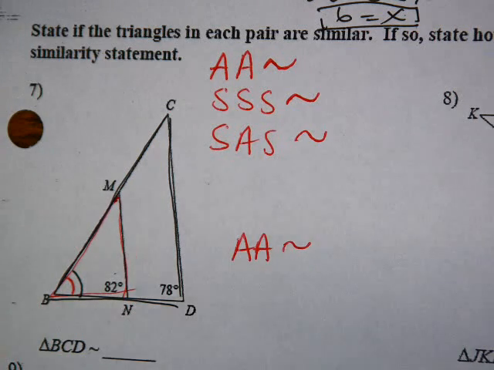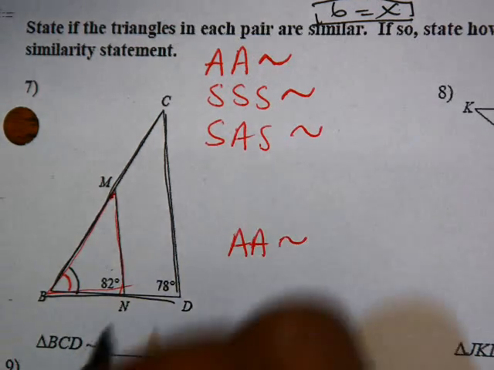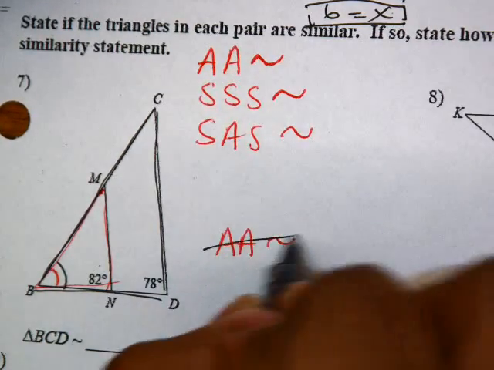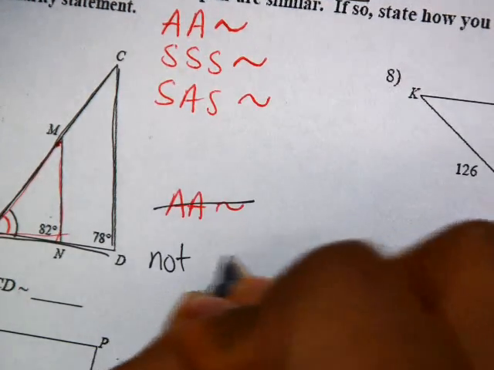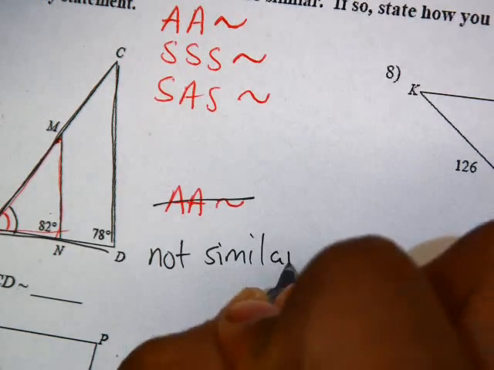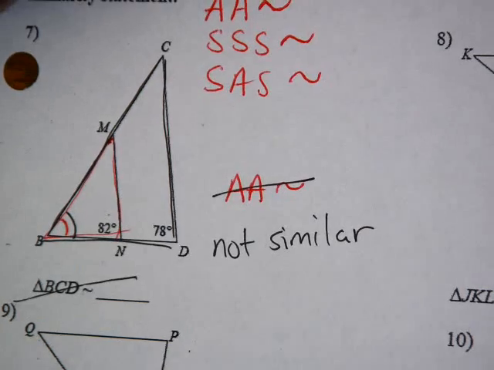Okay. If these triangles are similar, those 2 angles should have been equal to each other. So since those are not equal, it's not angle-angle similarity. These triangles are not similar. Since they're not similar, I don't have to write their similarity statement.